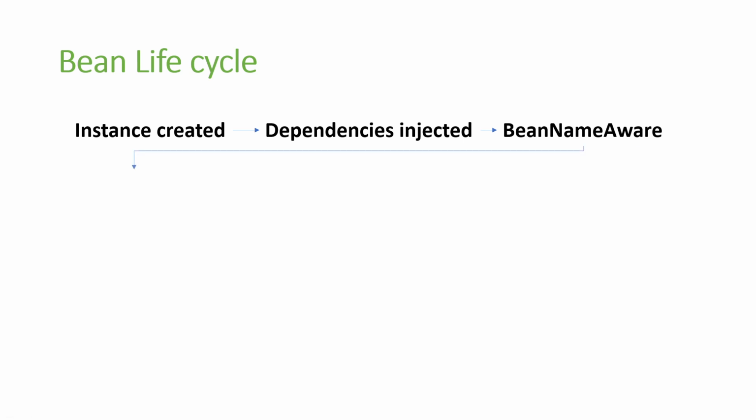Next, it will call some other Aware interfaces. In the Spring framework, like BeanNameAware, we have BeanFactoryAware and ApplicationContextAware. There are some other interfaces which end with Aware. If you implement those interfaces also, it will call the methods of those interfaces.